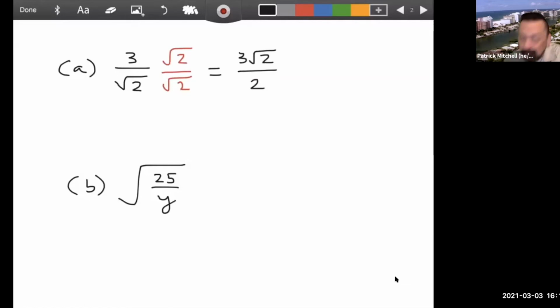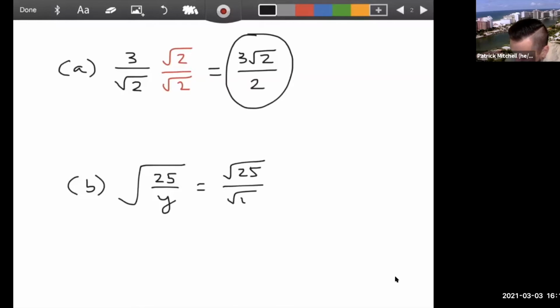And remember, if I'm rationalizing the denominator, I don't care if I have a radical in the numerator. So this would be the simplified form of 3 over the square root of 2. All right, letter B, you have a fraction under the square root, so that is not considered simplified. So the first thing I'm going to do is use my quotient rule for radicals to rewrite this as the square root of 25 over the square root of y, which of course is 5 over the square root of y.